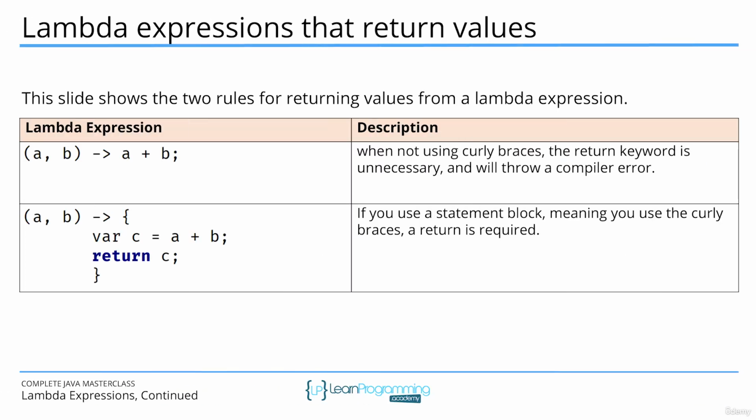This slide shows the two rules for returning values from a lambda expression. When not using curly braces, the return keyword is unnecessary and will throw a compiler error. If you do use a statement block, meaning you use the curly braces, a return statement is required if the functional method has a return type.